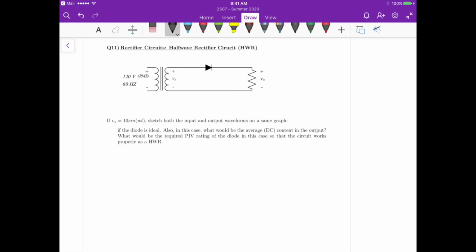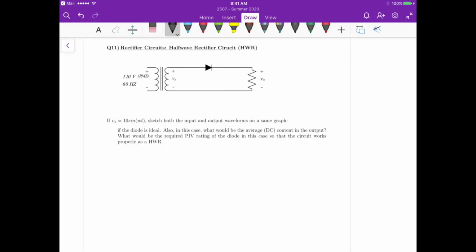For question 11, we have a rectifying circuit, so it's a half-wave rectifier, right? On the primary we have 120 volts RMS and 60 hertz as the frequency. And at the secondary, Vs, the input voltage for the rectifying circuit, is 10 sine of omega t. We need to sketch both input and output waveforms on the same graph if the diode is ideal. Also, what would be the average DC content in the output, and what would be the required peak inverse voltage rating of the diode so it works properly in this particular circuit.